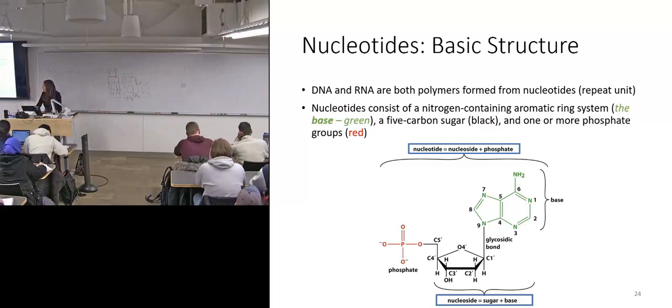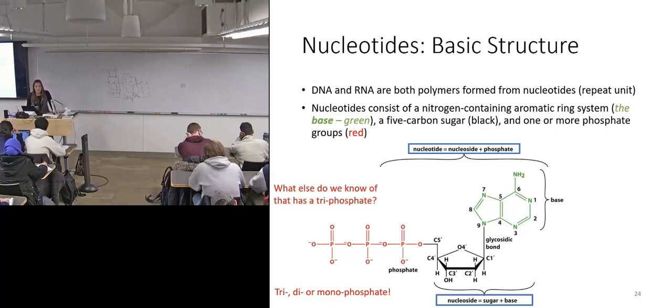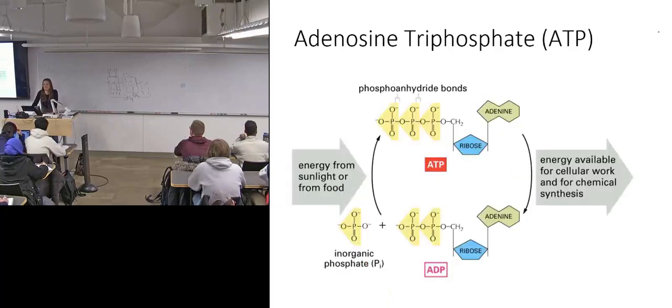Okay? We can have more than one phosphate. We can have 2. We can have 3. Tri, di, monophosphate, all totally possible. Okay? What else do we know of that is a triphosphate? ATP, beautiful. Here it is in all its glory.